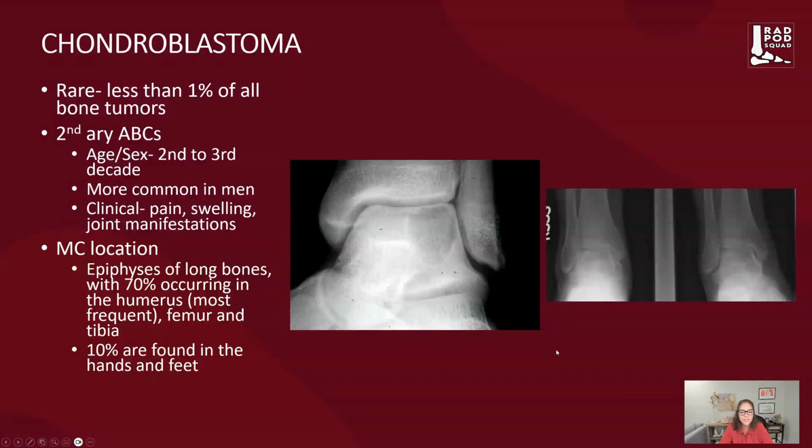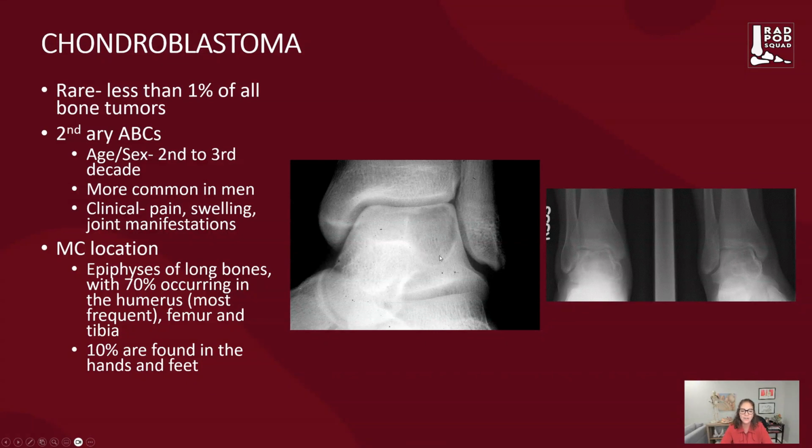Moving on to chondroblastomas, these are end-of-bone lesions. They're rare, less than 1% of all bone tumors. They can masquerade as secondary ABCs, aneurysmal bone cysts. Generally, they pop up in early adulthood, second and third decades. And the most common location is going to be the epiphysis of a long bone. 70% of them occur in the humerus. 10% are found in the hands and feet.